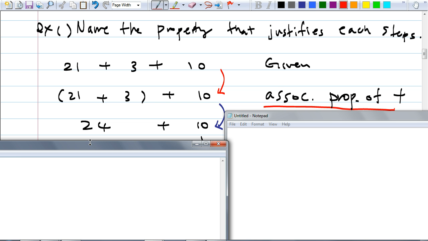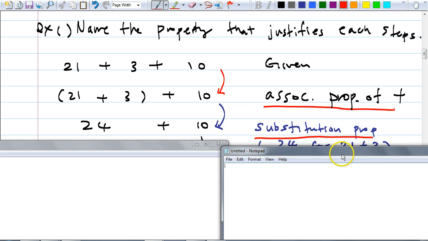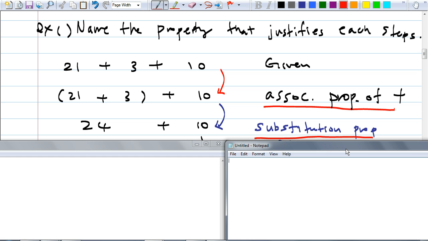Jason, what do you think? I'm going to guess it's substitution. You are correct. You guessed it right. It is called the substitution property. Remember we talked about the substitution property? That is simply replacing an expression with another expression that has the same value. Would you not agree that 21 plus 3 has the same value as 24? Are we okay? Does this make sense?